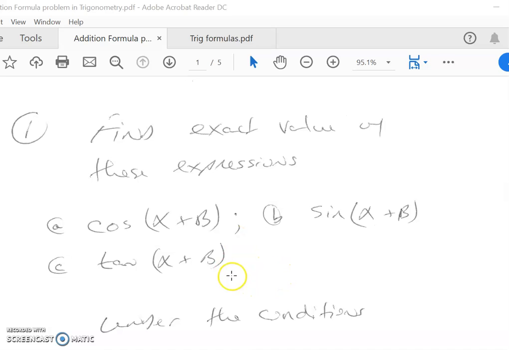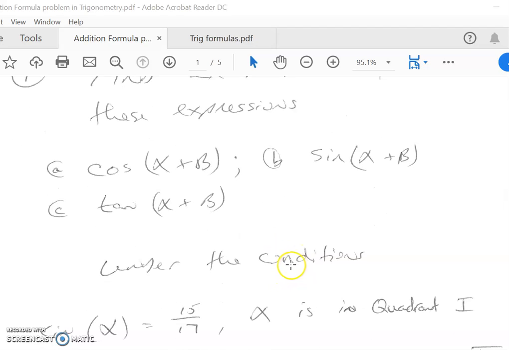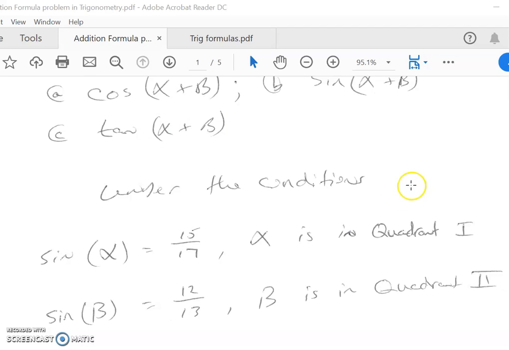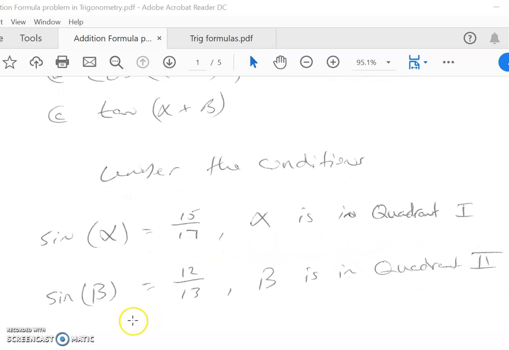Okay, so by itself, this doesn't make any sense. Cosine of alpha plus beta, there's a formula for it. That would be a trivial problem. What this problem is doing, though, is saying, hey, listen, I've got certain conditions. I want you to assume the following is true. With respect to alpha and beta, here's the first condition. Sine of alpha is 15 over 17, and alpha is in quadrant 1. Sine of beta is 12 over 13, and beta is in quadrant 2.